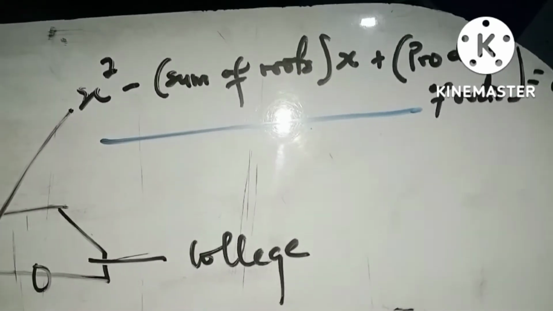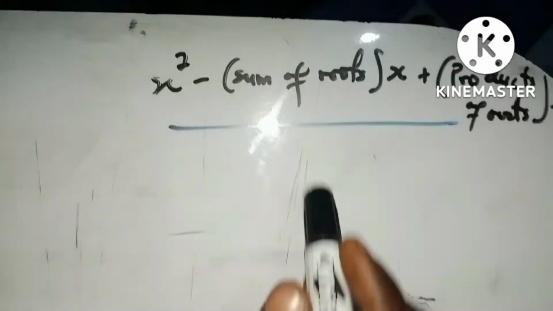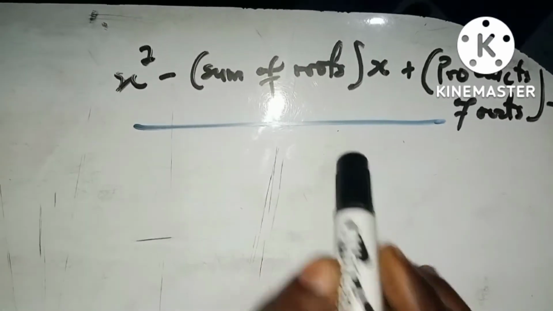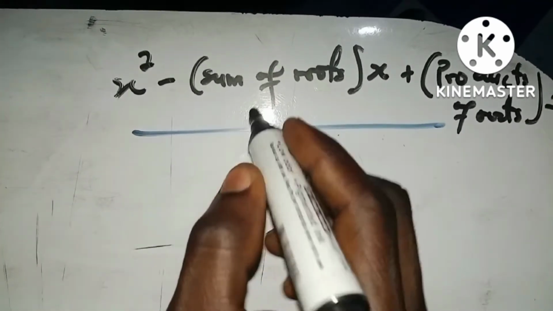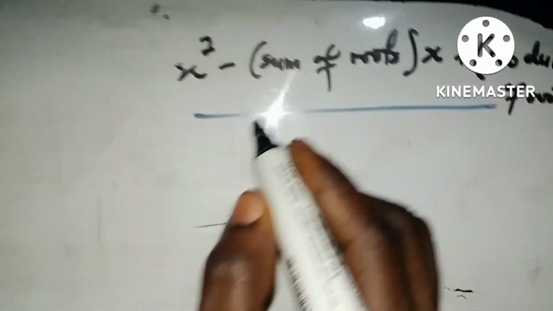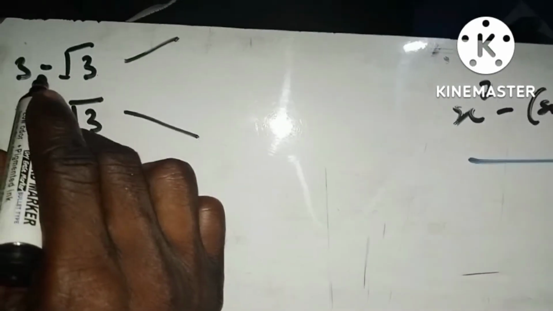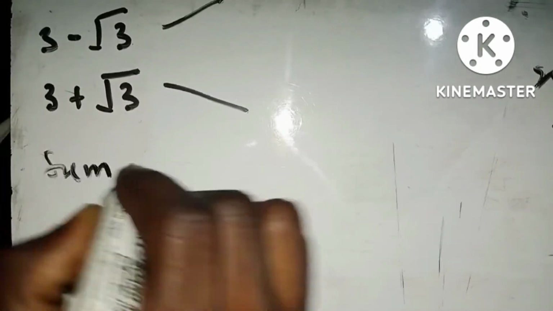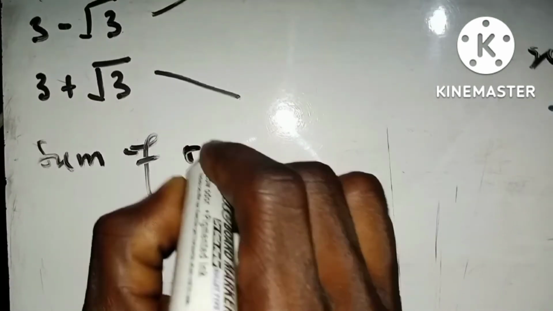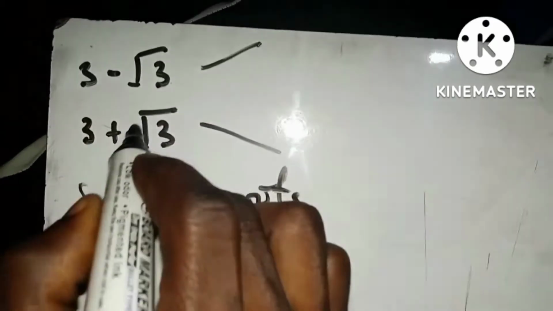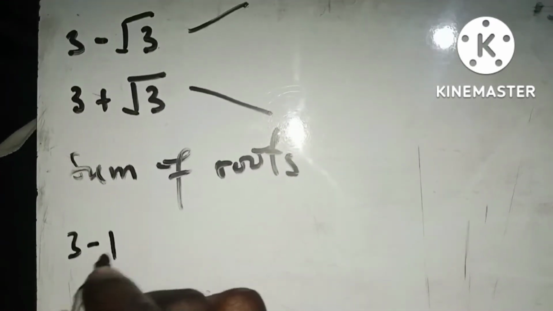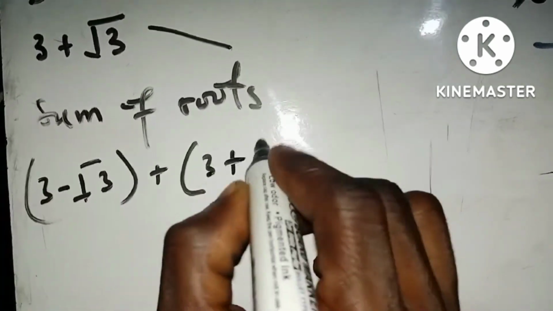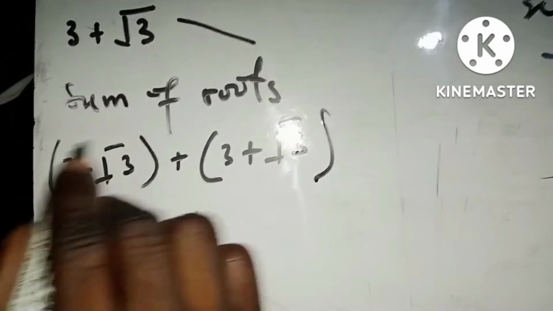Now let's see how to do that. Since we know this formula, we can easily go for it. By going for this, I mean the sum of the roots. We are given root number 1 and root number 2. Here we are going to find the sum of these two roots, meaning that we are going to add these two: 3 minus root 3, and then plus 3 plus root 3. This is what we are calling the sum.